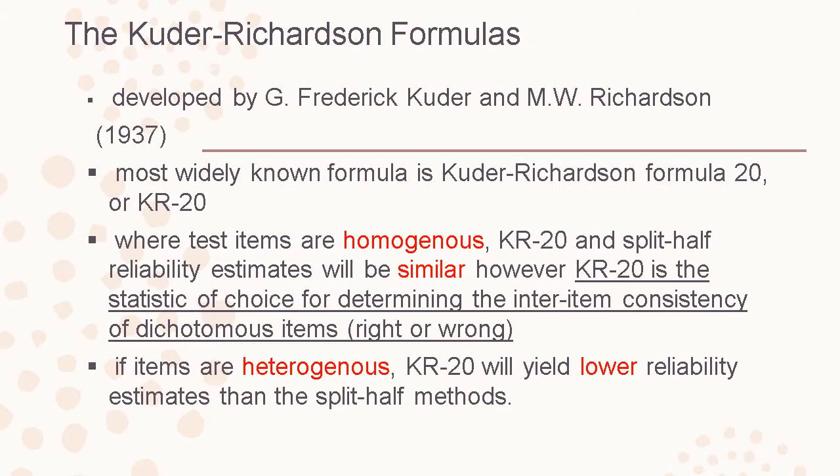The Kuder-Richardson formulas. These were developed by G. Frederick Kuder and M. W. Richardson in 1937. These were made due to dissatisfaction with existing split-half methods.